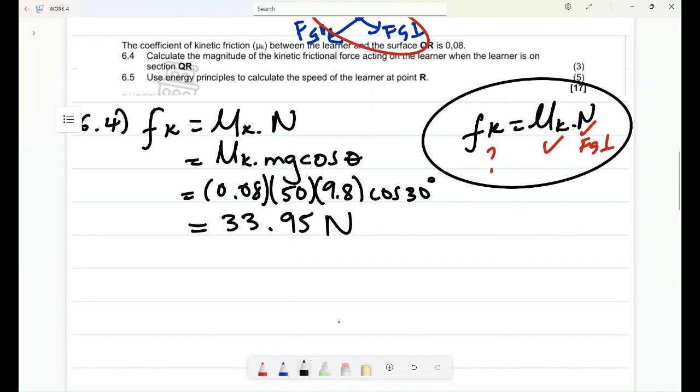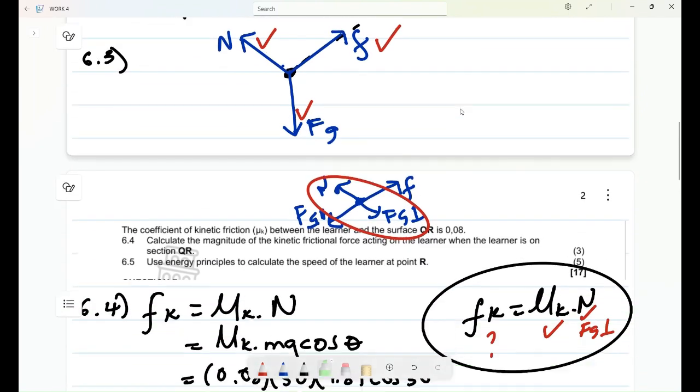So now 6.5 says use energy principles to calculate the speed of the learner at R for 5 marks. But work, energy and power is so very nice. I do not want to say easy because as people we do not grasp information the same, and sometimes it does happen that our teachers do not actually teach us in the way that we want to learn, maybe, hence we sometimes rely on YouTube. I also watched YouTube very much. It was very vital.